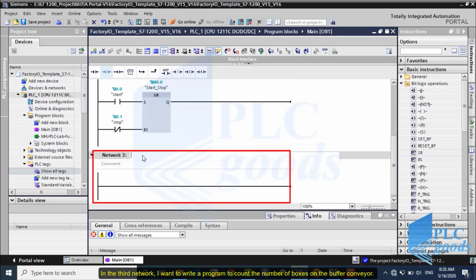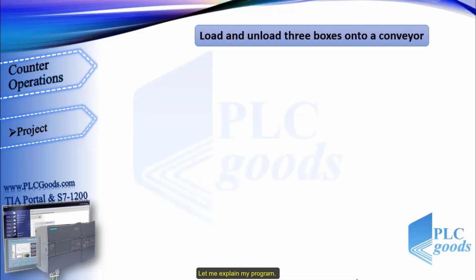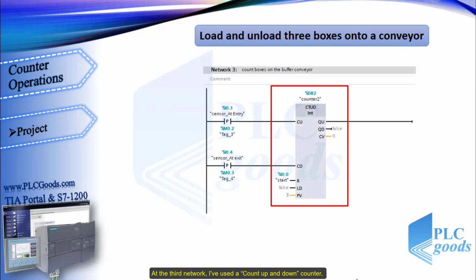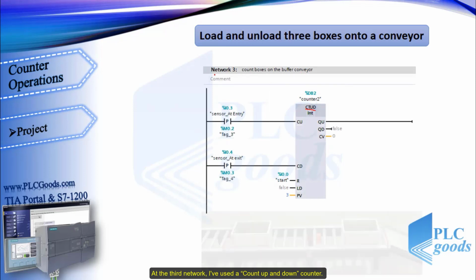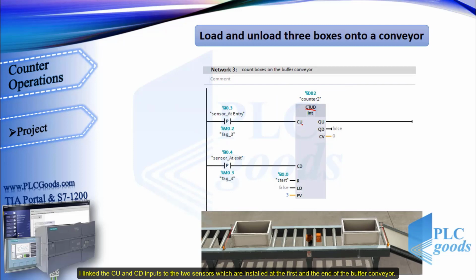In the third network, I want to write a program to count the number of boxes on the buffer conveyor. Let me explain my program. At the third network, I have used the count up and down counter. I linked the CU and CD inputs to the two sensors which are installed at the first and the end of the buffer conveyor.